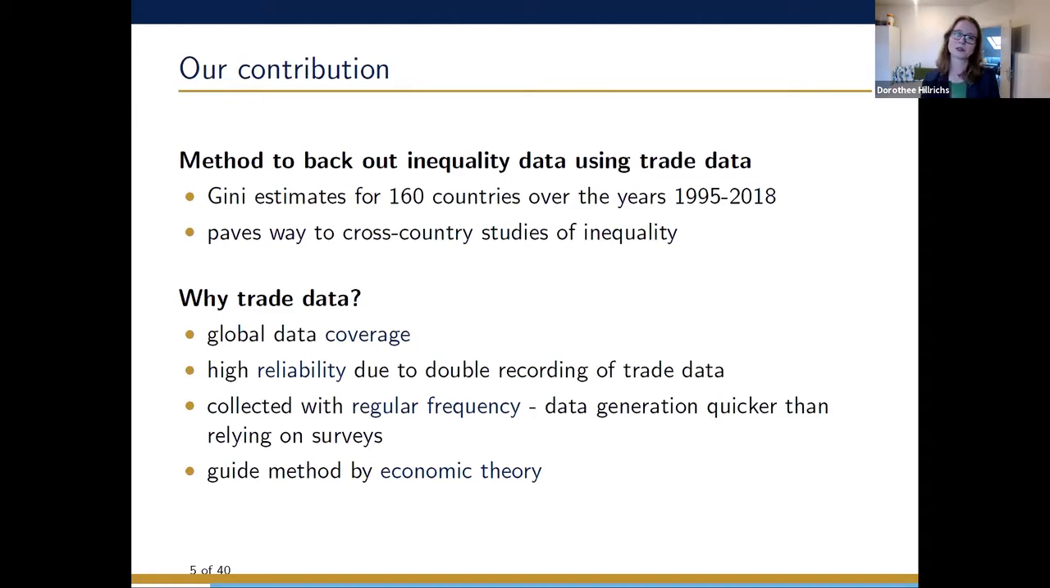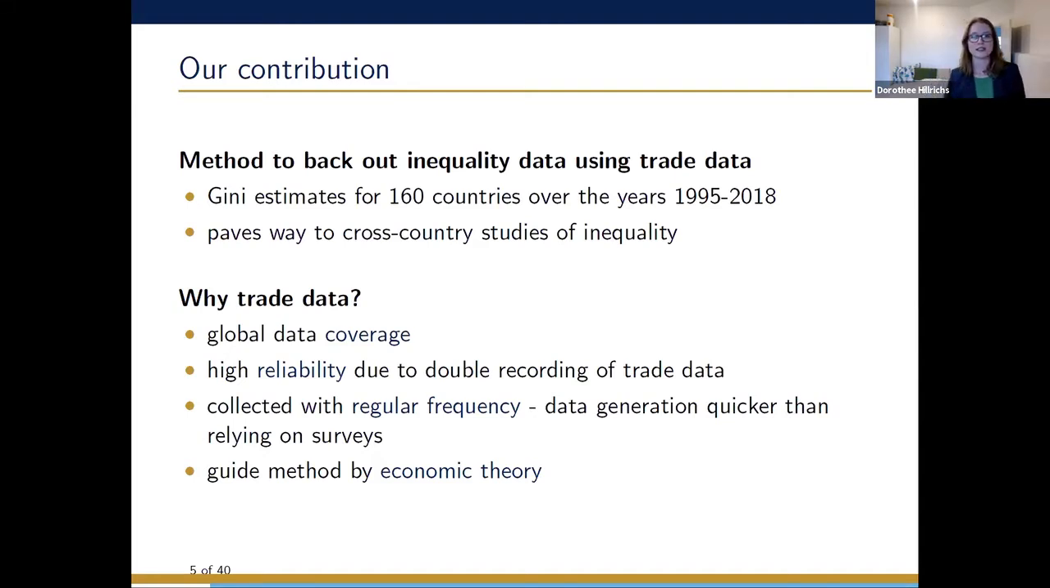Before I explain to you the methodology, why trade data? So what's the advantage here compared to the standard data sources? The first advantage is that trade data really has a global coverage. So all the countries record their import and export flows. And in addition, it's not only every single country, but we always have double recording. So each exporter records the product flow, and the country that imports also records that product flow. So we can increase the reliability of our data by comparing both reports from the exporter side and then from the importer side.